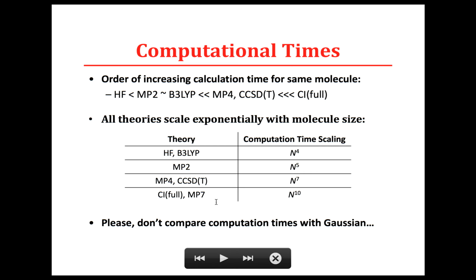So you do a calculation on one molecule, it takes 10 minutes. The dimer, 1,000 minutes. Or not even 1,000 minutes, 10,000 minutes. It would be 10 minutes for the first calculation times 1,000. So 10,000 minutes for the dimer if you're using an N to the 10 method.